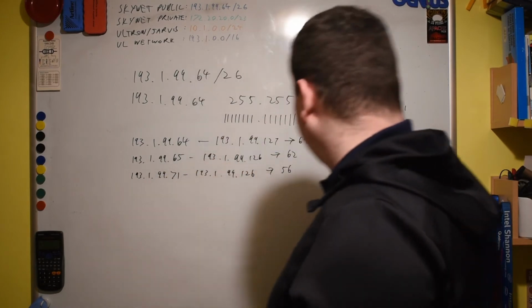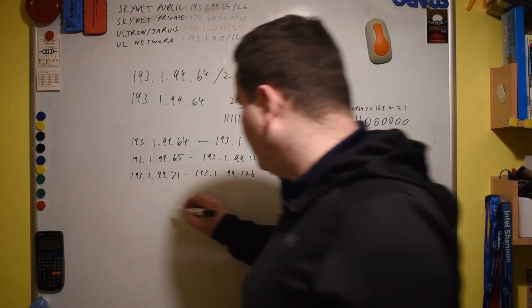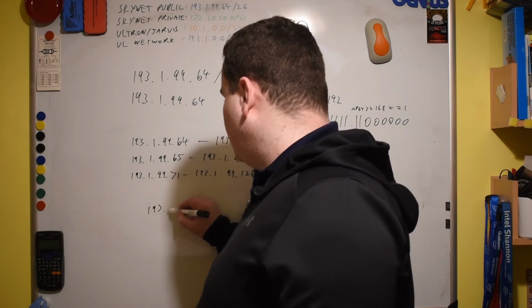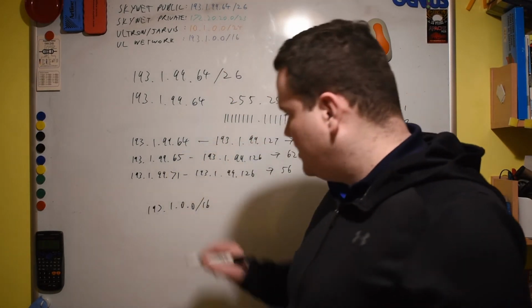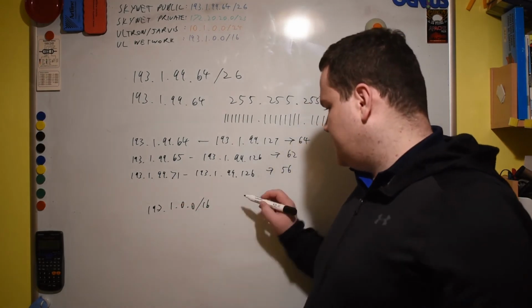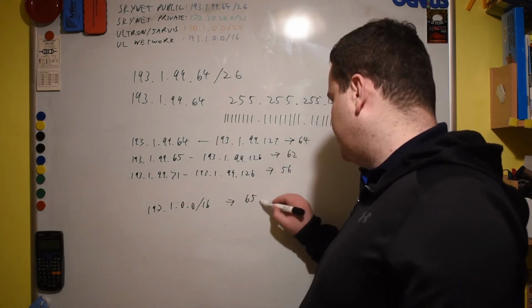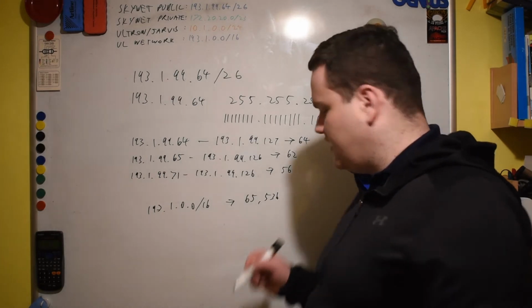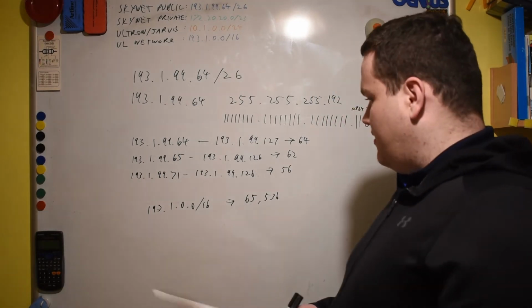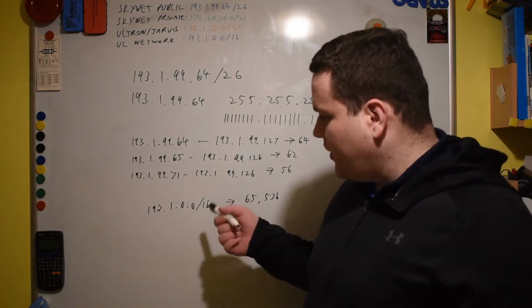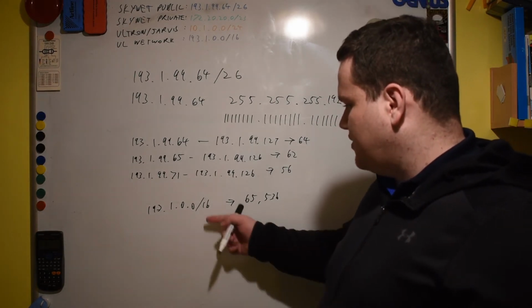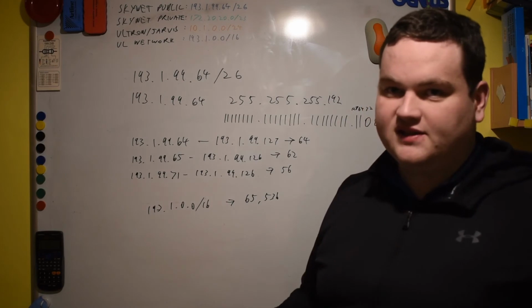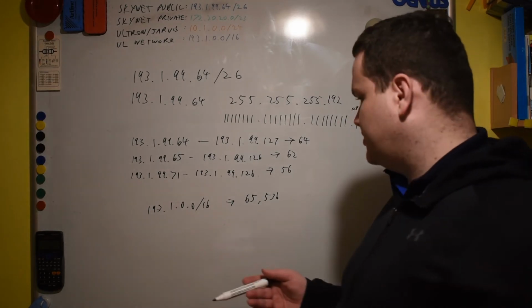And the last network that we're concerned with is the actual UL network, which is 193.1.0.0/16. So this network has 65,536 available addresses. UL doesn't have all of this network, but they have most of it. This is what's called a C-class network. It's the smallest full block of network addresses that you can buy.